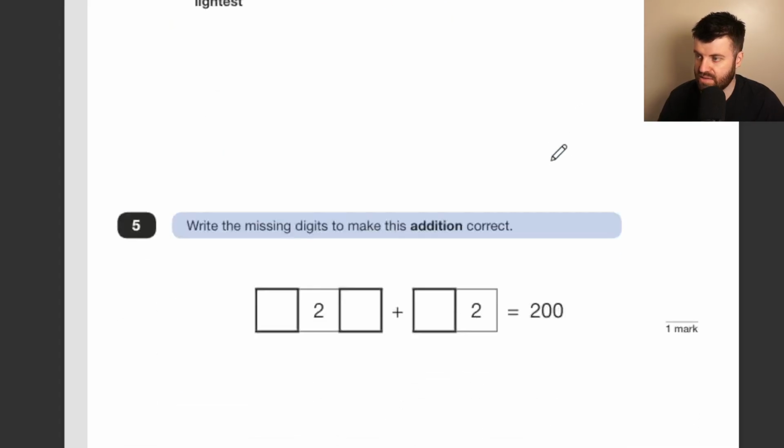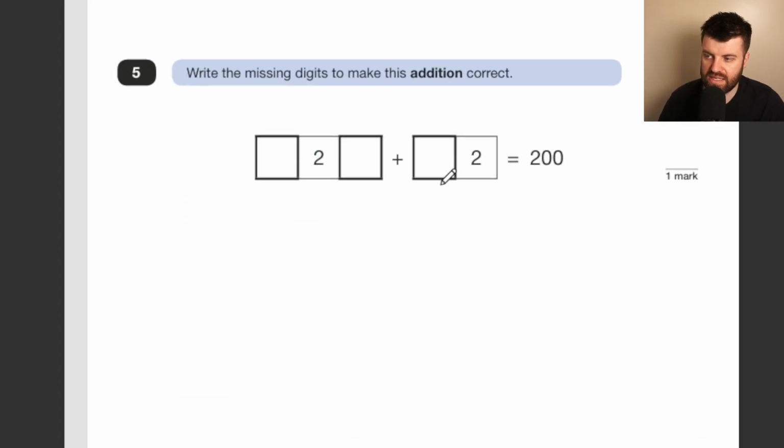Just be systematic. Those questions are quite easy. Write the missing digits to make this addition correct. This, at the minute, it looks a bit tricky. What I would always do is write this out and make your own column method.